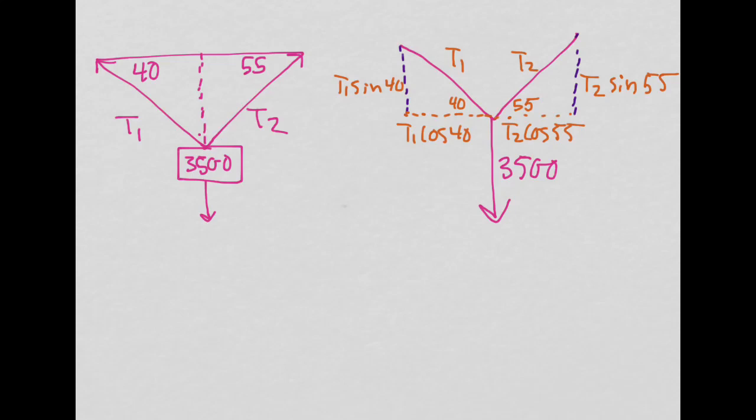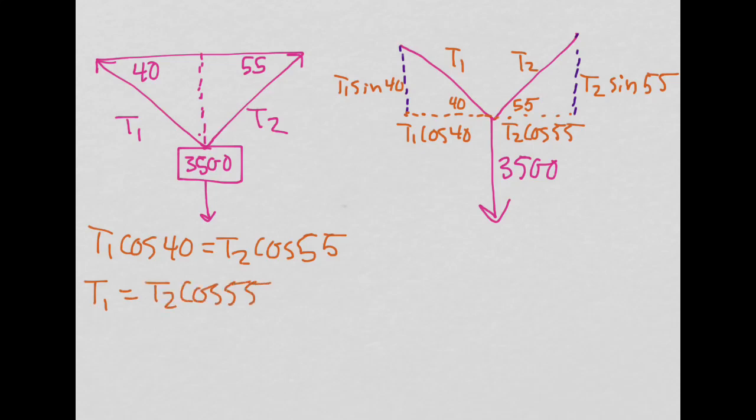So, yeah, there's that. Okay, now remember, we need our horizontal forces to balance each other out because this weight is in equilibrium. So to represent that, we're going to get T1 cosine of 40 equals T2 cosine of 55. Let's go ahead and jump to where we're going to go with this. I'm going to solve this for one of my variables. So I'm going to get T1 equals T2 cosine 55 divided by cosine of 40.